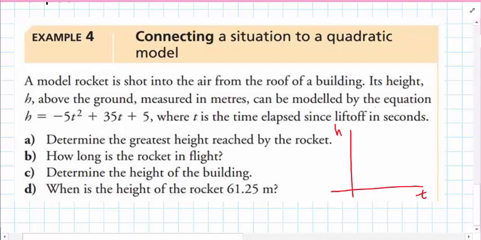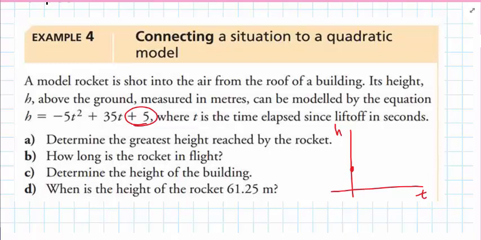Now, notice what it says here. The rocket is not shot from the ground, so the height at time 0 is not at the ground. But how high is it? Very good. 5. So the height of the building is actually 5. It's right there. When t equals 0, the height is already 5.